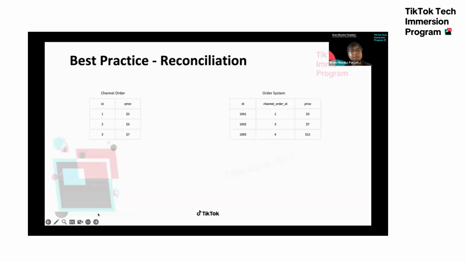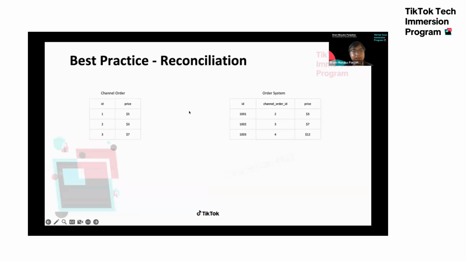Okay, so for example, we have two data sets: channel order and our own order system. The channel order is an order coming from Apple or Google. They have their own data. Let's say they have ID 123 and price 537. And in our data, we also have an ID, this ID 1001 with channel order 2, price 3, and so on. Then here we can do the inner joins.